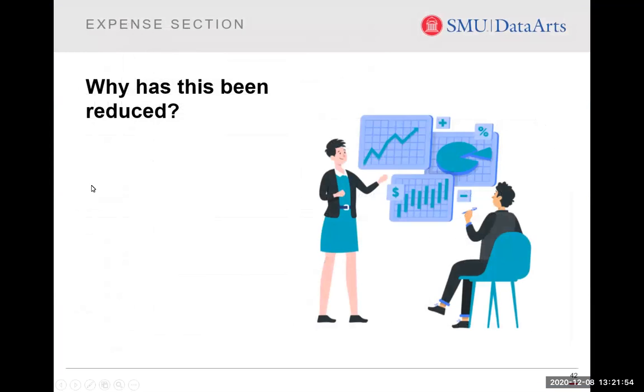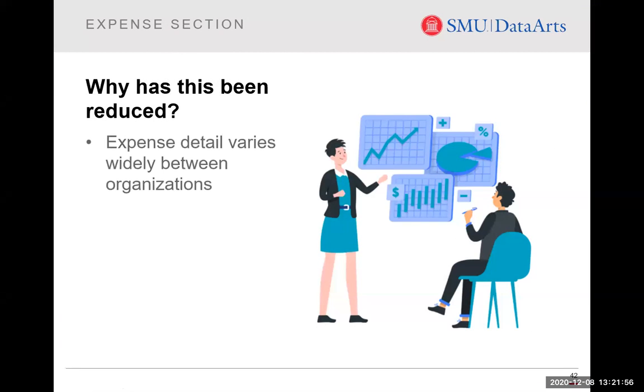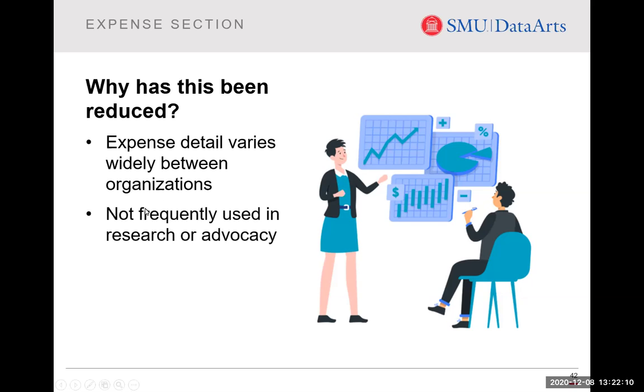So why have we reduced the expense section in this way? Expense details actually vary a lot between organizations. Each organization's operations are very unique. We know that because there's so much variance in the categories that organizations use, matching your expenses to the current CDP can take a lot of time. In addition, this data is not frequently used for research because it does vary so much between organizations.